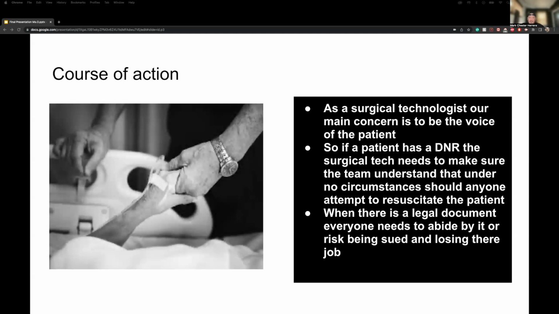Now that we covered the steps to approach and the course of action, I'm pleased to introduce our second presenter, Bryan, who will be discussing the moral obligation and code of ethics for DNR orders in the surgical setting.